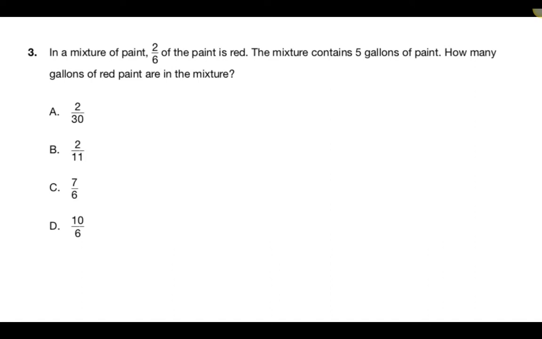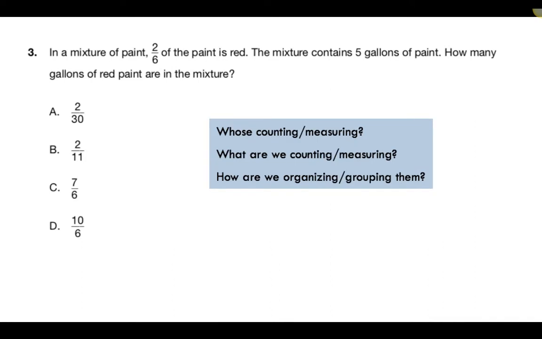In a mixture of paint, 2/6 of the paint is red. The mixture contains 5 gallons of paint. How many gallons of red paint are in the mixture? Who's counting? I'm thinking it's the man at the hardware store or the woman at the hardware store that's mixing the paint, right? Have you ever seen people mixing paint? Or you could just say, I'm mixing paint, so I'm the person who's counting.